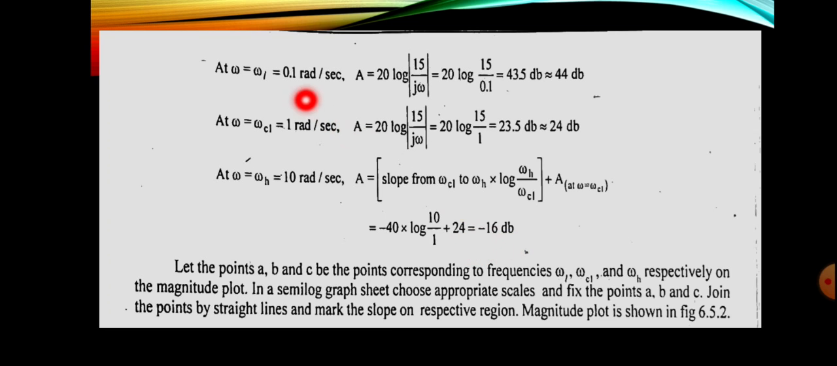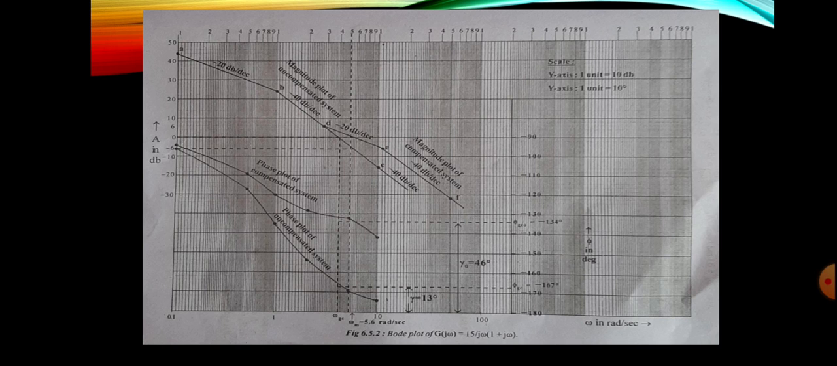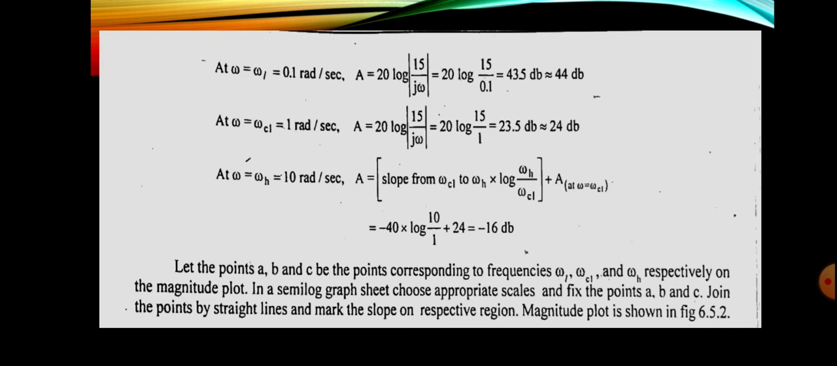So at various points of omega, we will get different values of gain. Now we can plot the magnitude plot. You can mark the points as A, B and C. So you can draw the graph like this. In the semi-logarithmic graph, you have to mark the points for various omega values. Here you have different values as 0.1, 1, 10, and the corresponding gain values are 44, 24 and minus 16.